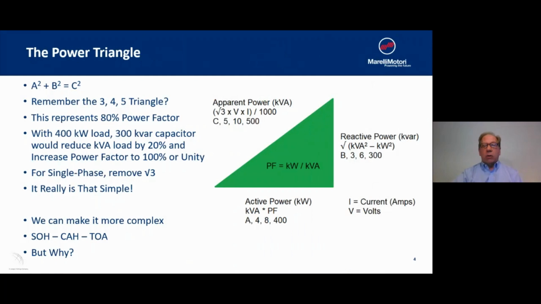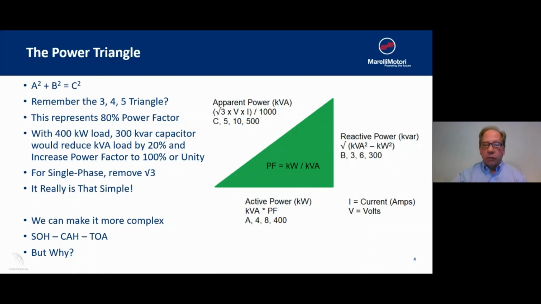Let's look at the power triangle. Here we have A squared plus B squared is C squared. I'm sure we remember that 3, 4, 5 triangle, 3, 4, 5. Take those numbers and double them, that gives us 6, 8 and 10. 8 relative to the kW, 10 the kVA. Since power factor is kW over kVA, this is simply 8 over 10, which represents an 80% power factor.